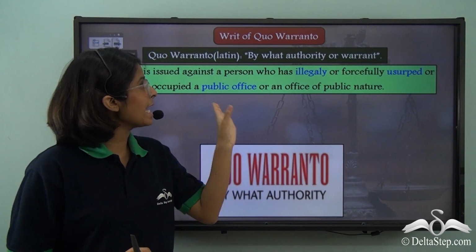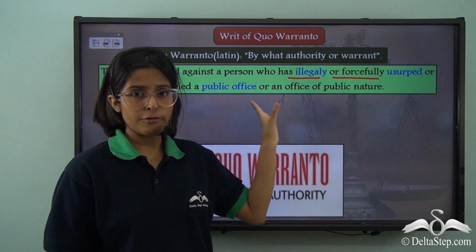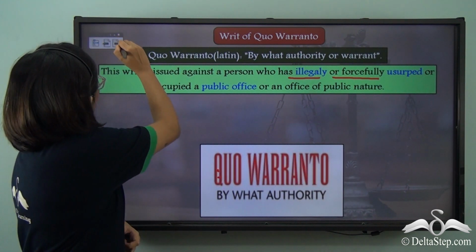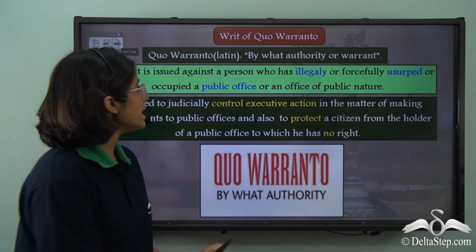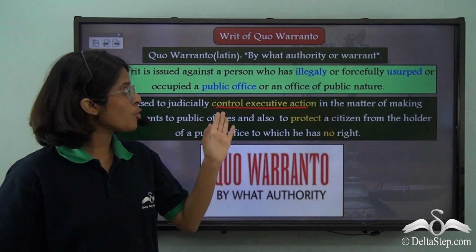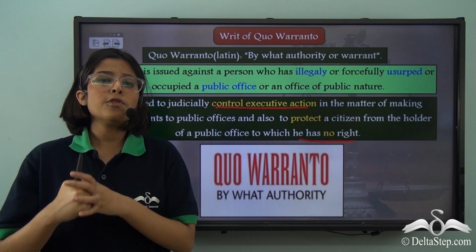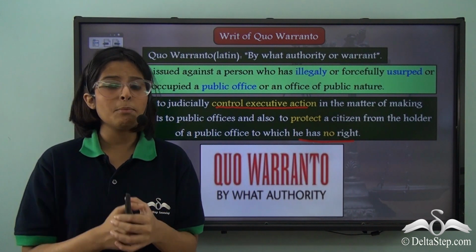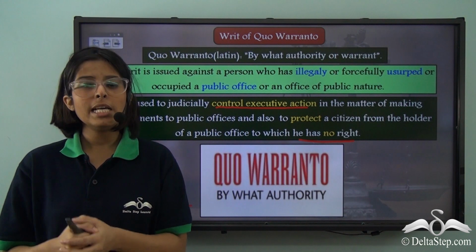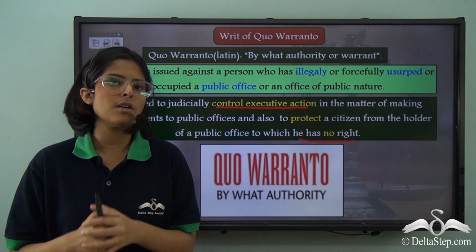This writ is issued against a person who has illegally or forcefully usurped, which means occupied, a public office or an office of public nature. Now, how does this writ protect our fundamental rights? Well, it is used to judicially control executive action in the matter of making appointments to public offices and to protect a citizen from the holder of a public office to which he has no right. So, if the executive has a bias towards someone and by that bias they appoint this person to a public office which he actually does not deserve or he does not qualify for, in that case the writ of quo warranto will remove him from his position and give it to the person who is actually deserving of that post.